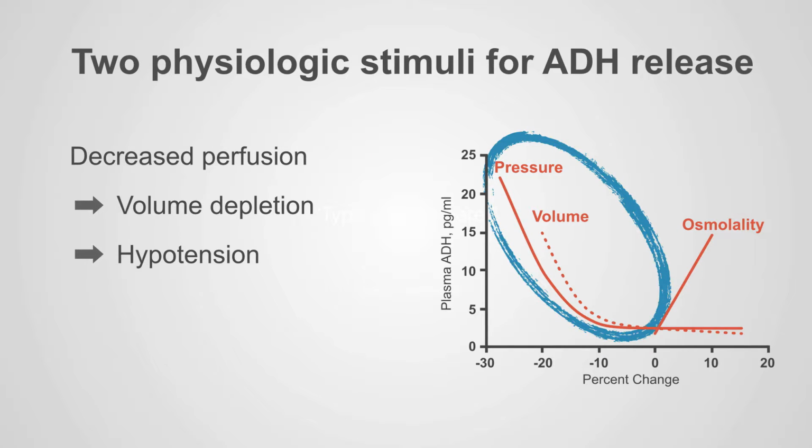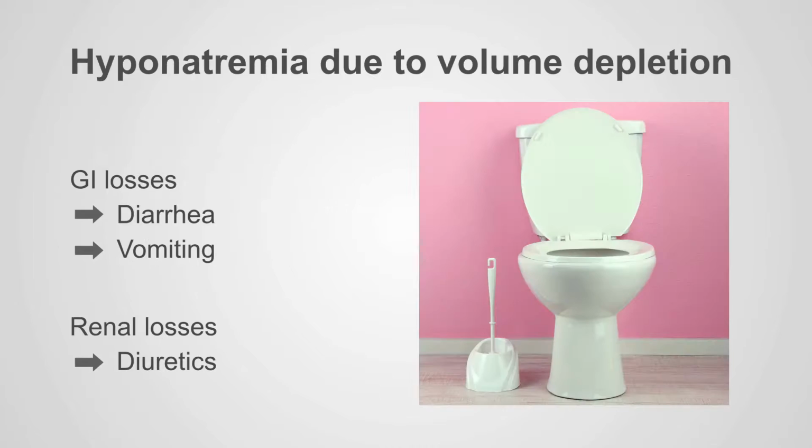In this case, all we're worried about is decreased perfusion from volume depletion or from hypotension. And these are what we're going to be discussing in the rest of the chapter: hyponatremia from volume depletion and hyponatremia from hypotension. Hyponatremia due to volume depletion.